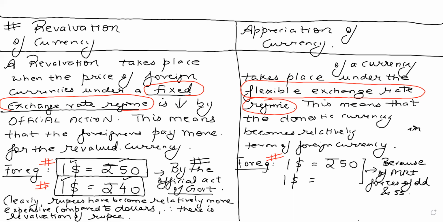On the other hand, guys, if we talk about appreciation, appreciation of a currency takes place under the flexible exchange rate regime. This means that the domestic currency becomes relatively expensive in terms of the foreign currency. Same example: $1 equal to 50 becomes $1 equal to 40. Now this is happening because of the market forces of demand and supply.